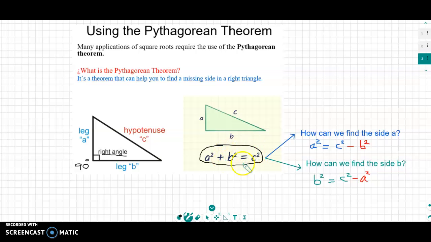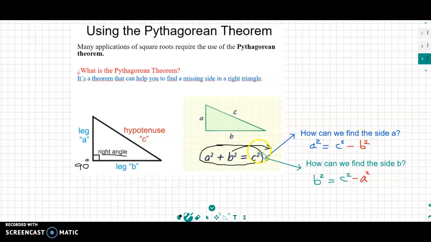So guys, if we have this equation, how can we find, for example, the side A? Since we have an equation like this, the side B goes to the other side, but with the opposite sign, so that would be negative. So that would be C squared minus B squared. It goes to the other side negative.